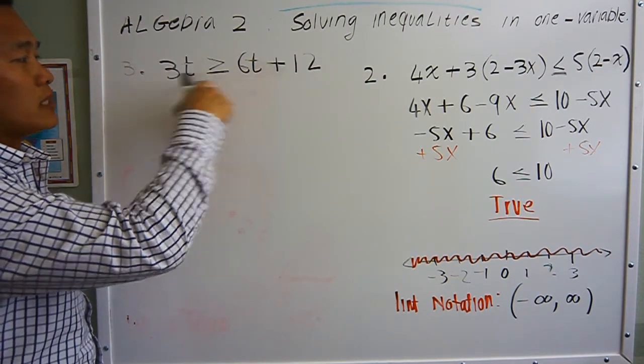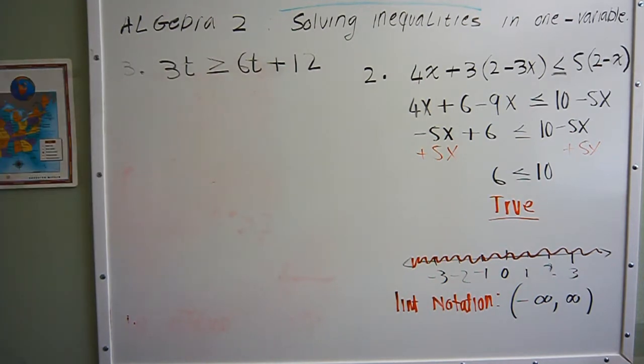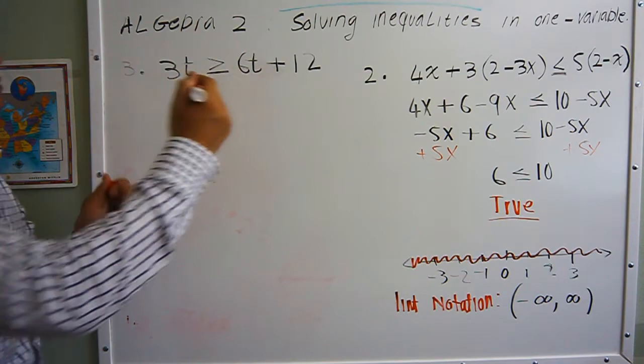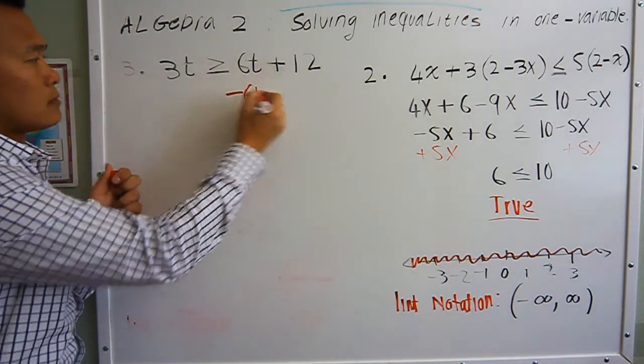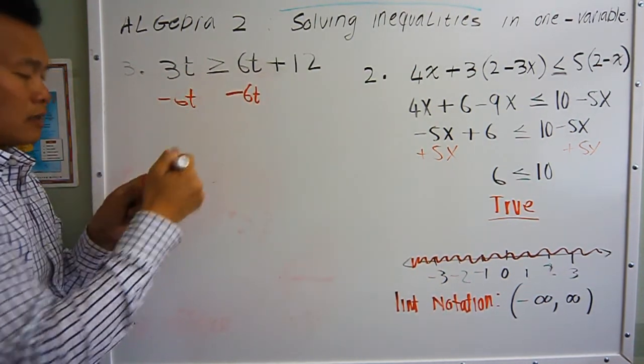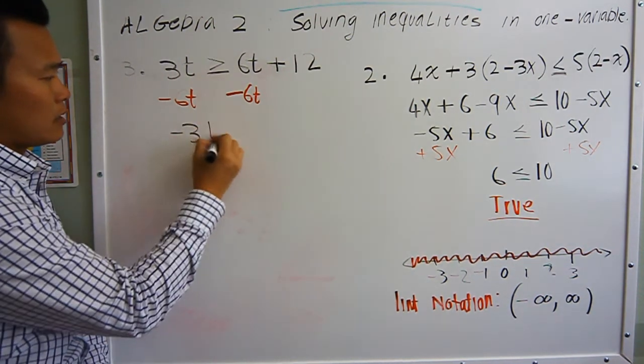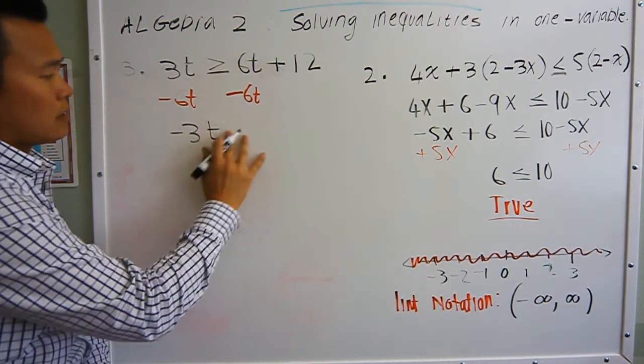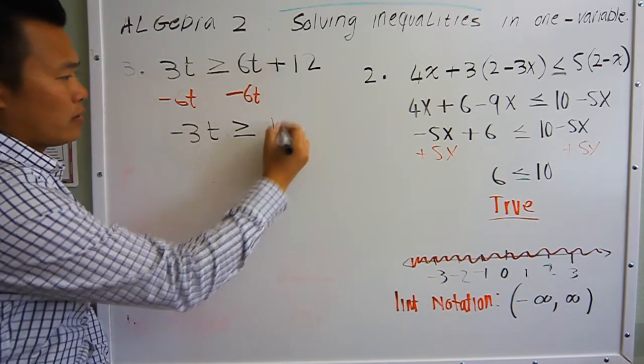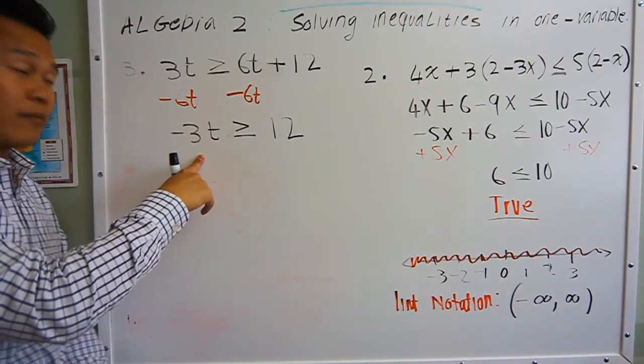I'm going to go ahead and move 6t to the left. So in this case, we're going to subtract 6t from both sides. Okay. Alright, so we get negative 3t is bigger than or equal to 12. Divide both sides by negative 3.